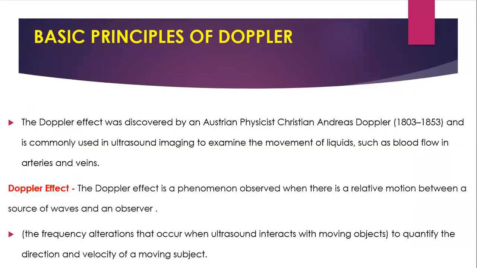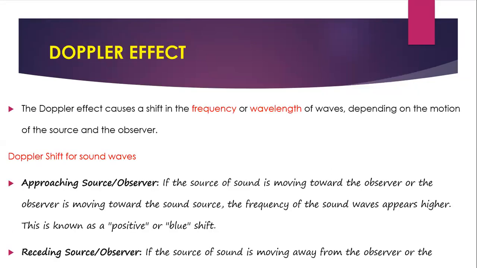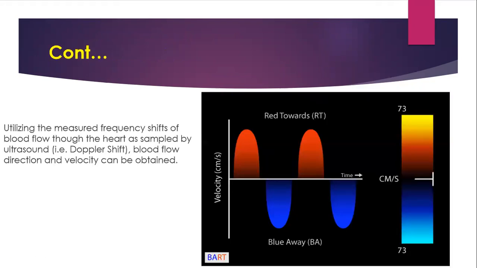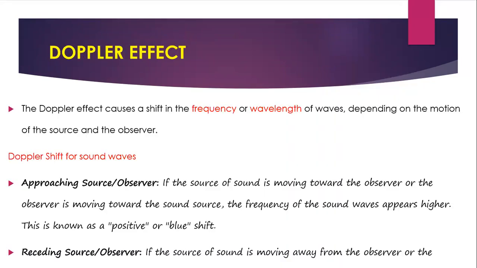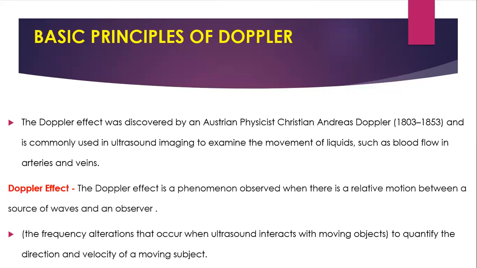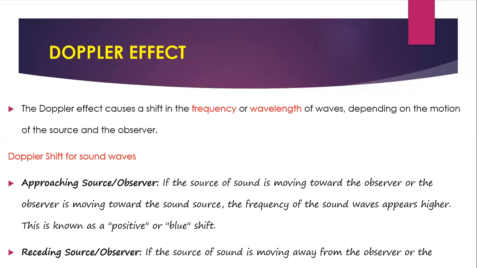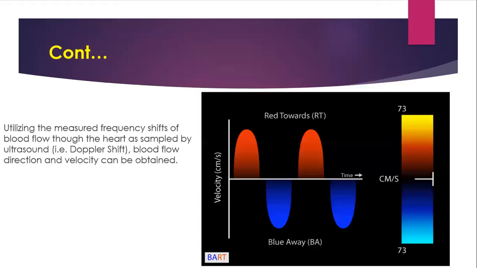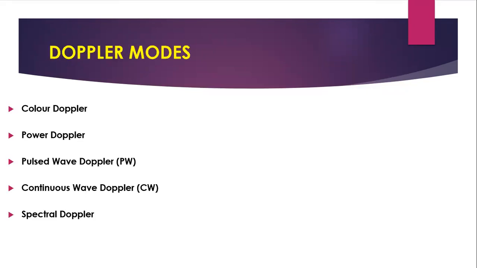Okay, so the basic principle of Doppler is that the Doppler effect was discovered by an Austrian physicist called Christian Doppler, and it is used to assess blood flow. So in this case, you measure the difference. You can see that blue is when the blood is moving away, and red is when the blood is moving towards. This one is when you get the velocities.